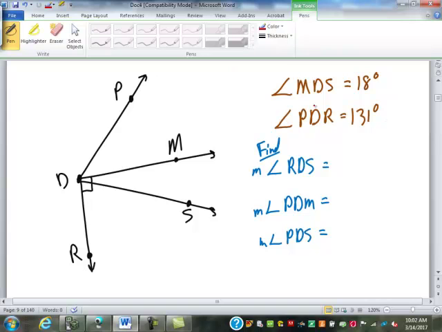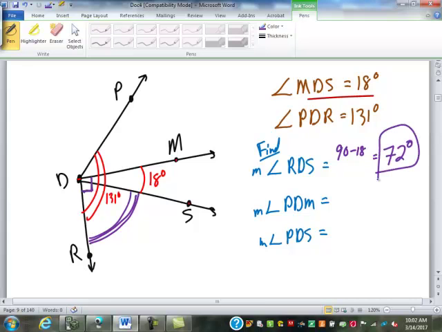So RDS, well, first of all, MDP is 18. Where does that go? MDS is right there. That's 18 degrees. PDR, that's this whole big thing. It's 131 degrees. So to find RDS, that's this one. How are we going to find that one? 90 minus 18 is 72 degrees. Very good.